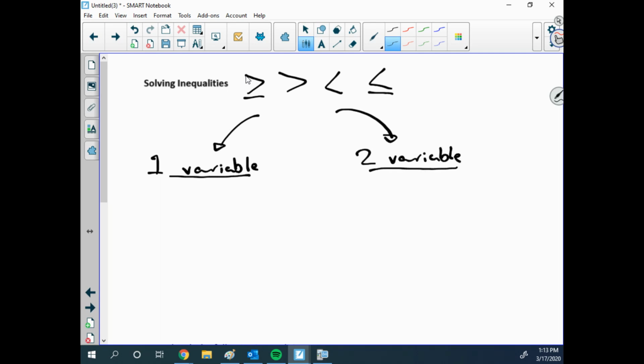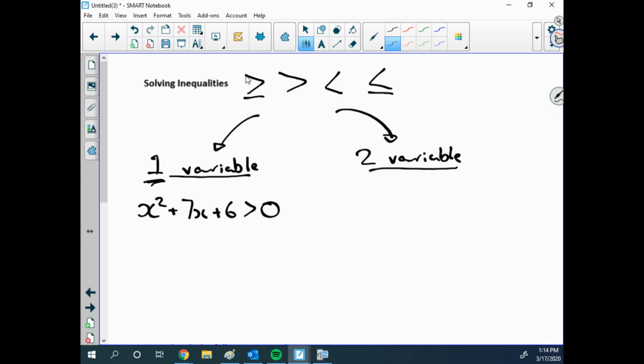So one variable is going to look something like this. If I have a question like x squared plus 7x plus 6 is greater than 0, where is the solution that would satisfy those conditions? Because we only have one variable in here, we are only going to put an answer in one dimension, which doesn't really make sense, but one dimension. So we'll look at how to solve one variable questions.